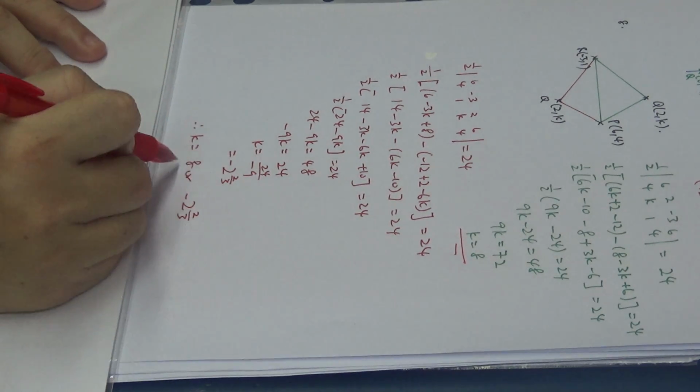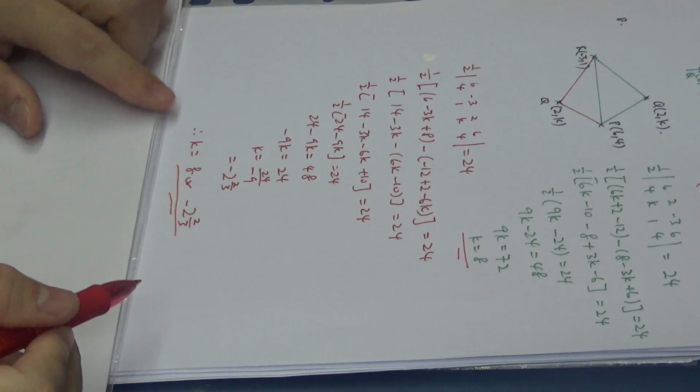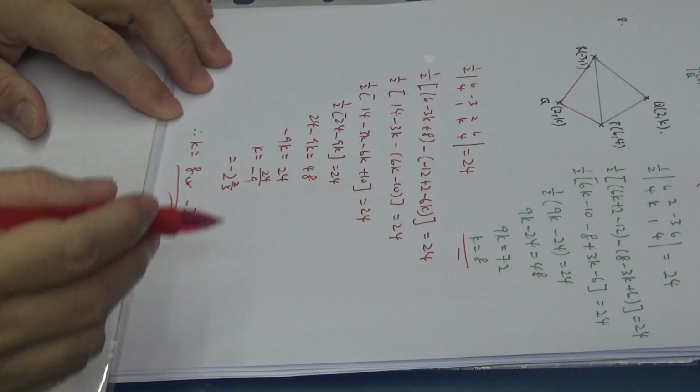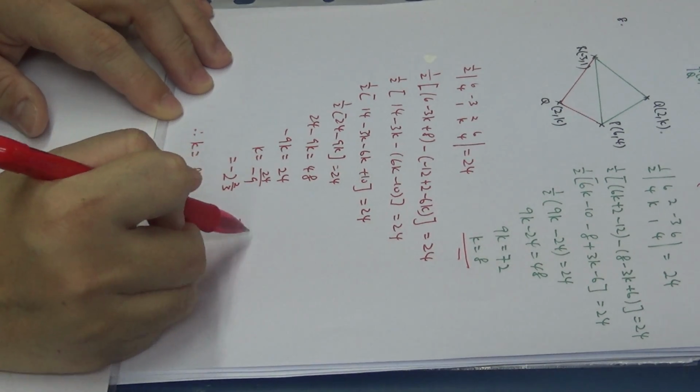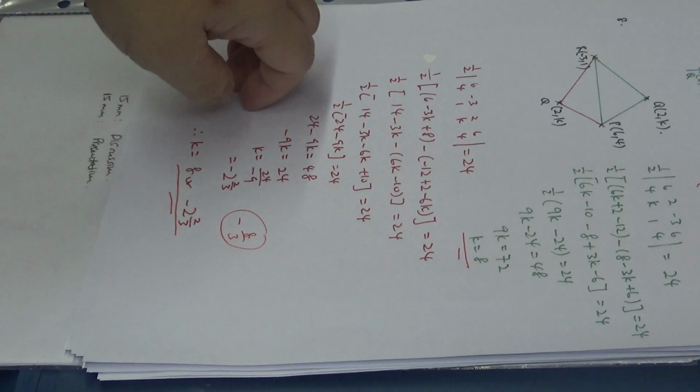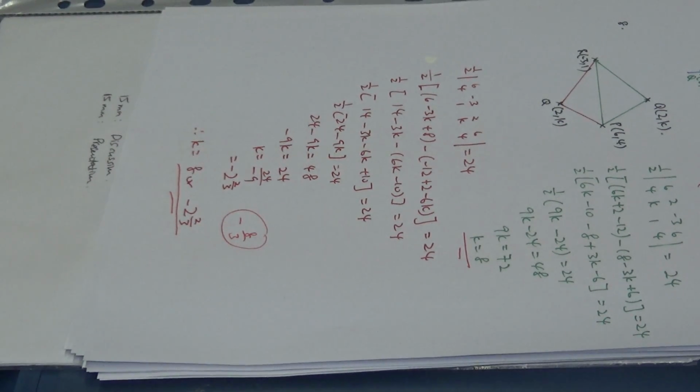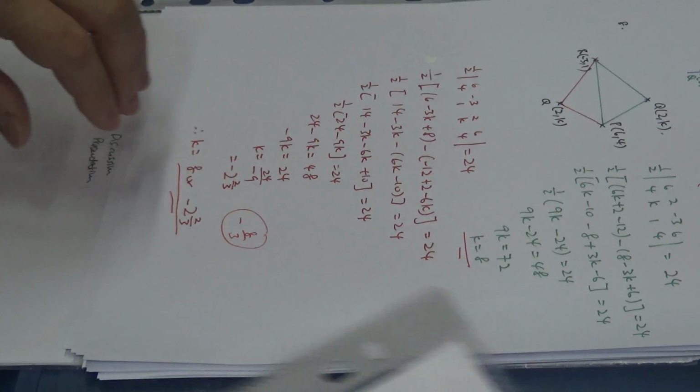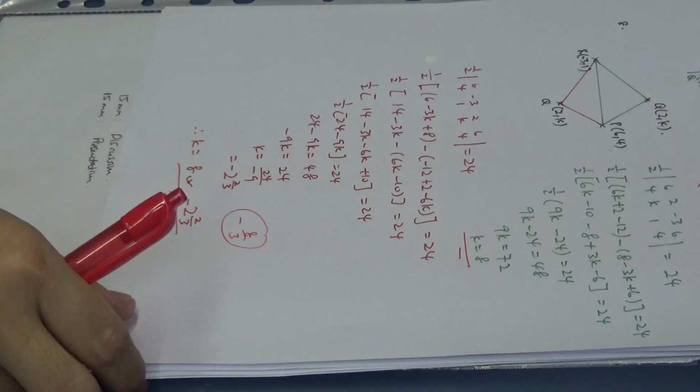So the answer is 8 or negative 2 over 3. Now you can also leave this answer as negative 8 over 3. It doesn't matter, but you have to give your answers to lowest terms. So that will be your question number 8.